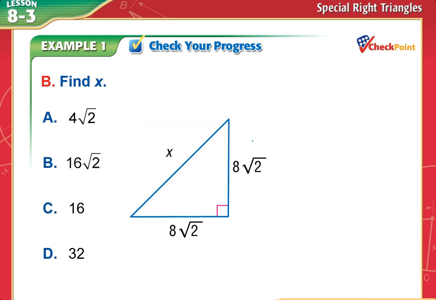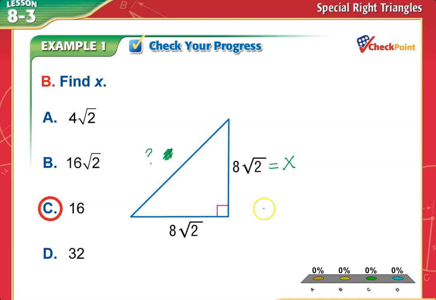Okay, check your progress, pause the video, and answer the question. Find the hypotenuse length. If you said 16, you're right. I like the way Mathia did it, so I'm going to cross out this x here and just put a question mark. We know this side length was called x, and this side length over here is going to be x times root 2. So we have 8 root 2 multiplied by root 2, or 8 times 2, which is 16.